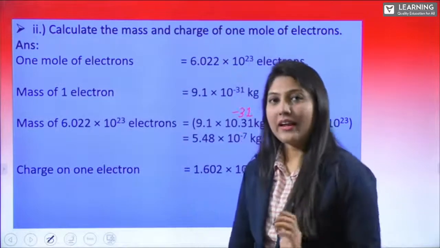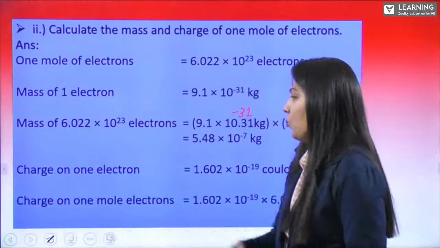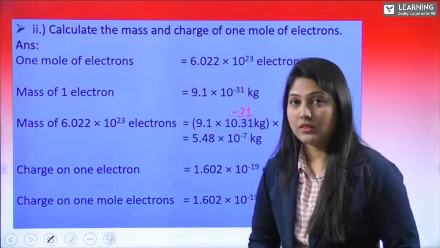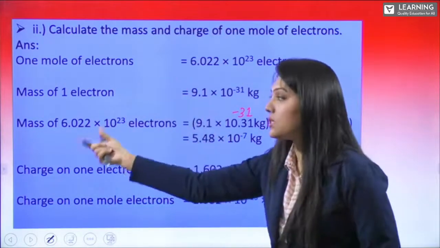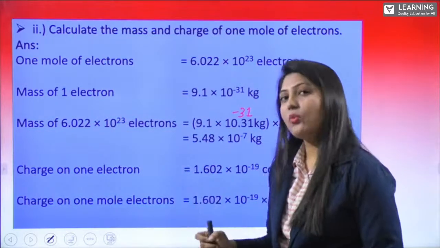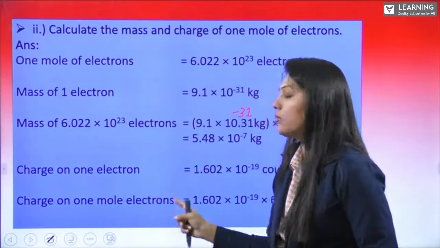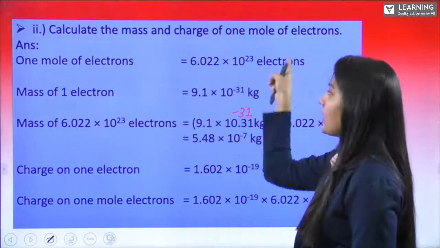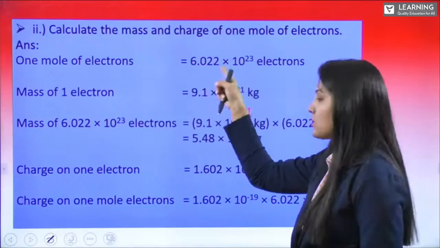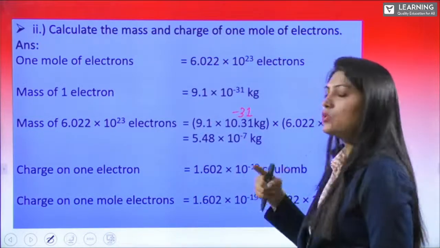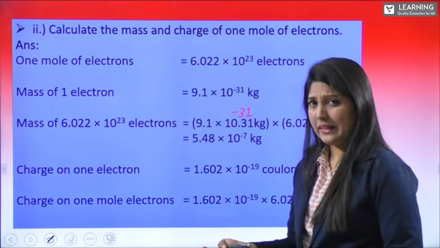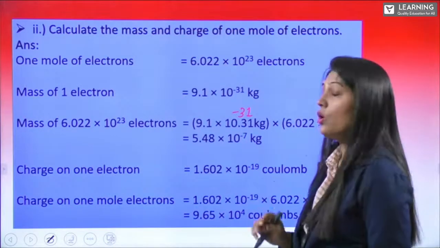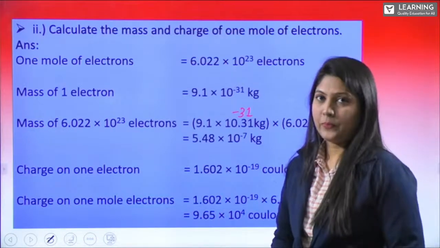Faraday, it will be different. The charge of 1 mole of electrons is equal to how much? We found out the mass of 1 mole of electrons. So now we need to find out the charge of 1 mole of electrons. That is the same thing. For 1 mole, we know that the Avogadro number of electrons will be present. So that into the charge of 1 electron, if you multiply, you will get the answer as 9.65 into 10 raised to 4 coulombs. Got this?